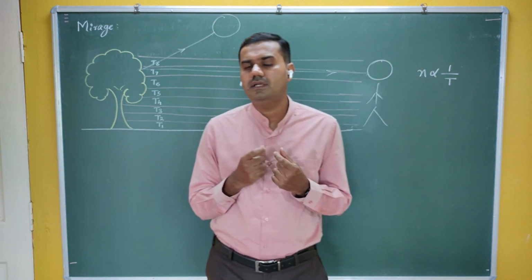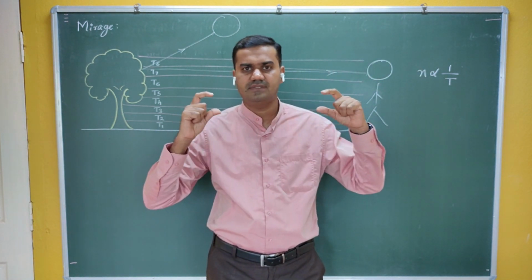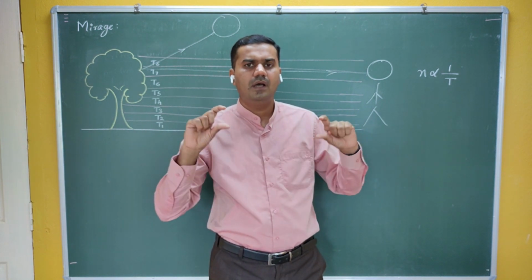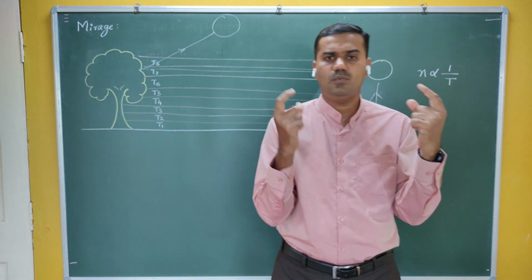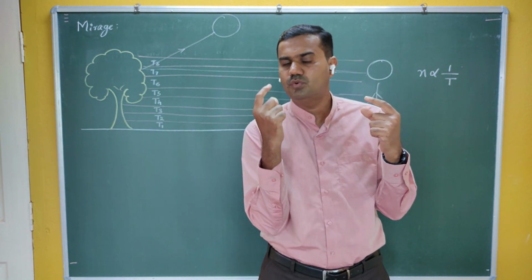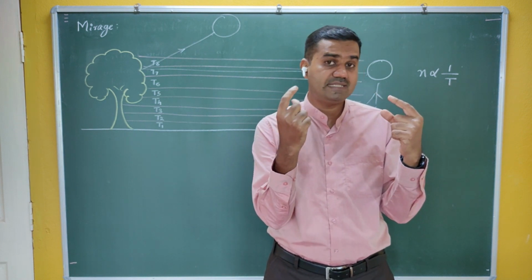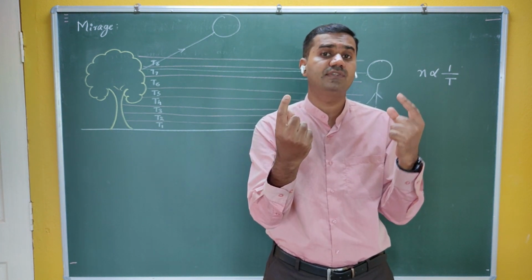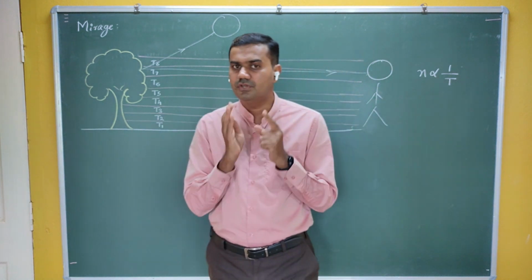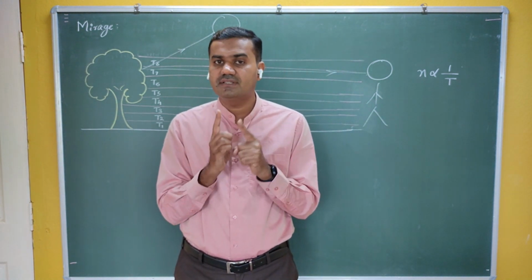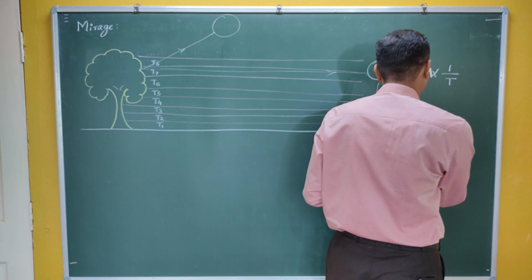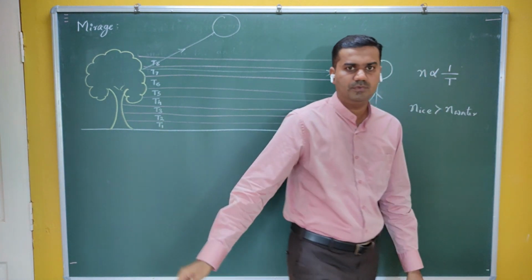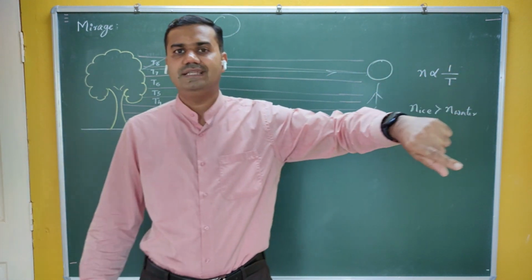Let me take ice and water. If you take the example of ice and water, chemically they are the same. They both contain H2O molecules. You know that ice is denser compared to water. Therefore, ice has a higher refractive index compared to water. So the refractive index of ice is greater than the refractive index of water, because ice is optically denser compared to water.